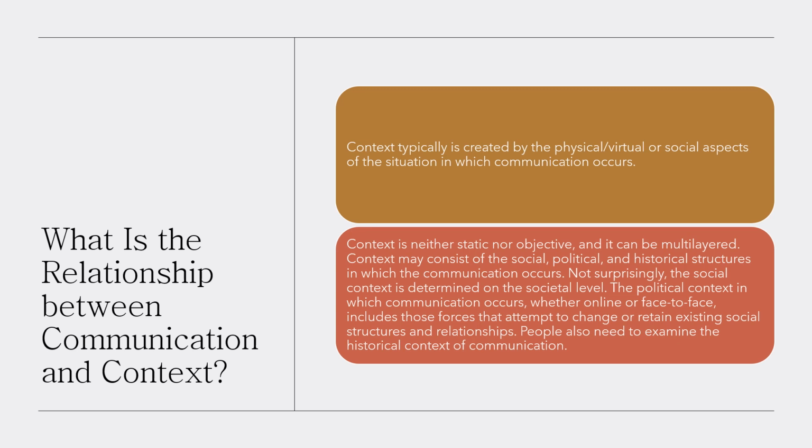So context is neither static nor objective. In other words, context is dynamic, it changes, and it's subjective. It has to do with how we understand the situations we're in and how other people understand the situations they're in as we communicate. It can also be multi-layered, right? So just like the idea of culture is multi-layered, context can be multi-layered. There can be aspects of context that lay on top of one another to make it more and more complex. Context may consist of the social, political, and historical structures in which communication occurs.